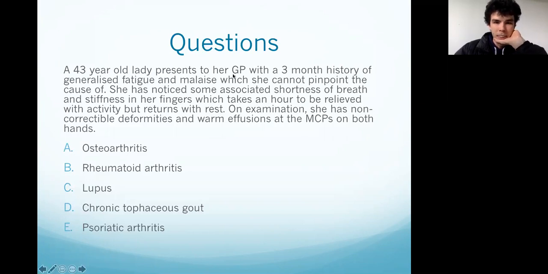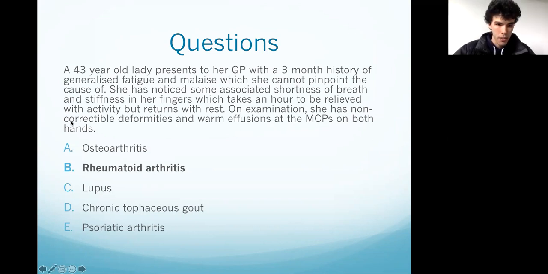Oh, look at everyone flying in with these. So for those of us going with B, that is correct. So for this lady, let's cross out all the other ones. So osteoarthritis, you're not going to have all this generalized fatigue stuff. She's still young as well to be any mechanical problem, though they can.